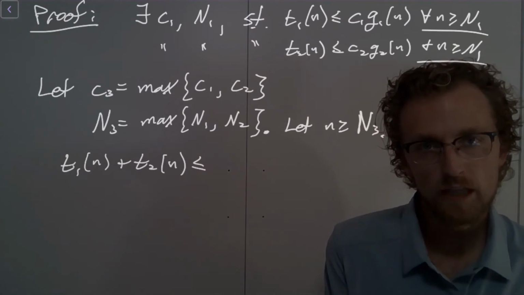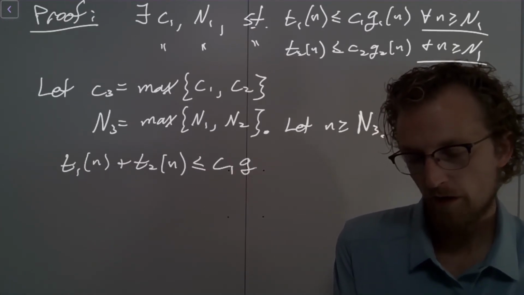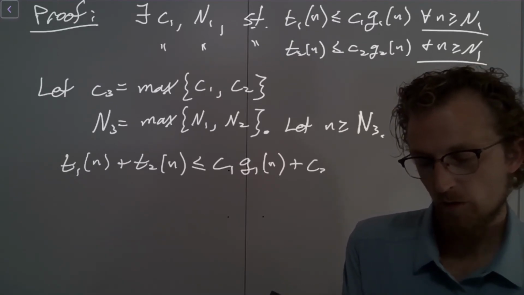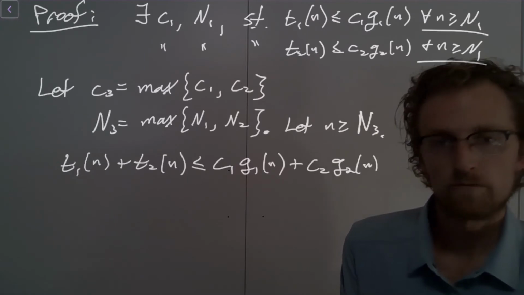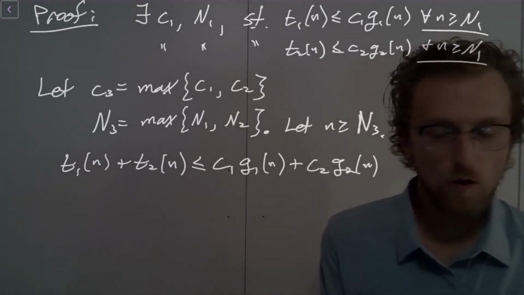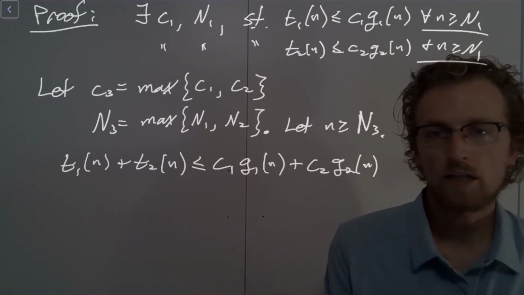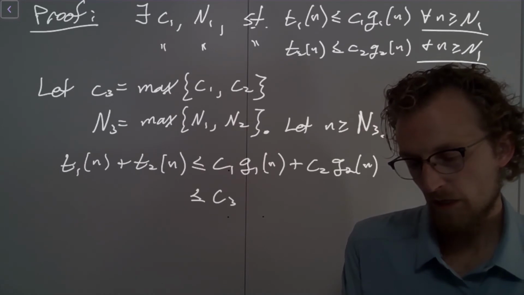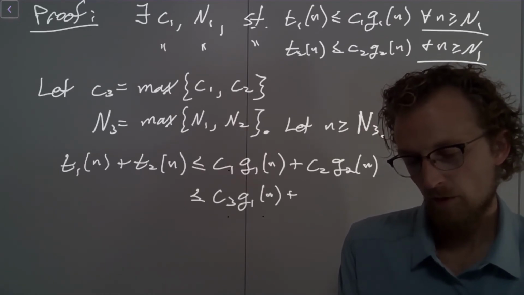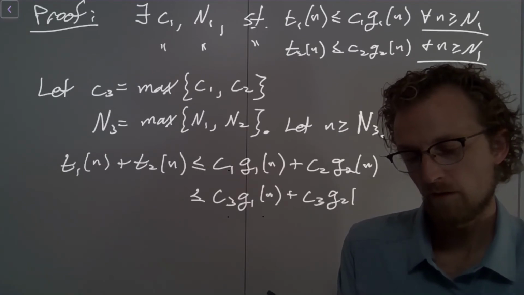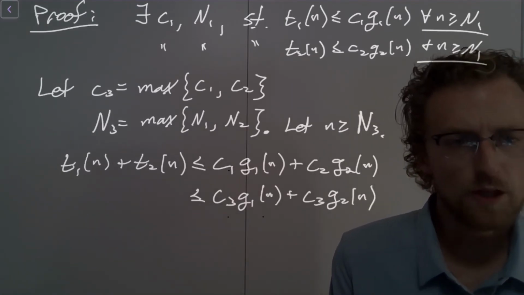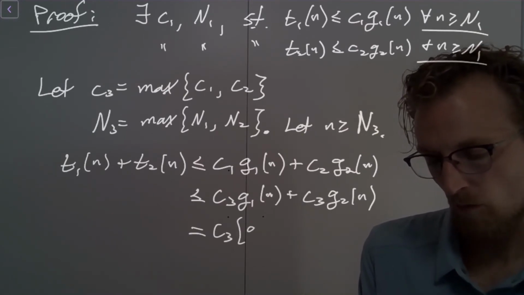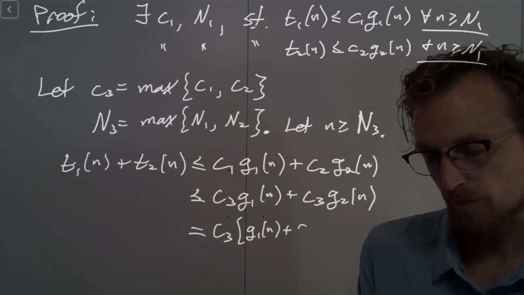Well, I have that t1 of n is less than or equal to c1 g1 of n, okay? And I have t2 is less than or equal to c2 g2 of n. So that's good. So both c1 and c2 are less than or equal to c3. Okay, so this is less than or equal to c3 g1 of n plus c3 g2 of n. Okay, and I can just pull out the c3 and just take that out. That's easy. So this is equal to c3 times g1 of n plus g2 of n.